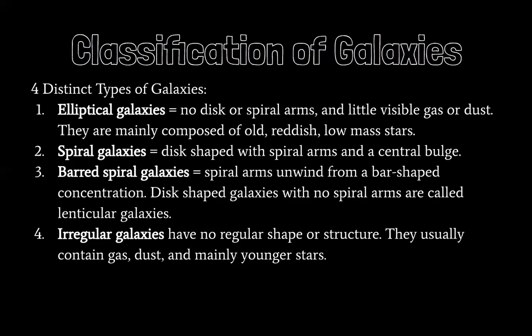Spiral galaxies, like the Milky Way, are disc-shaped with spiral arms and a central bulge. Barred spiral galaxies are similar to spiral galaxies, but the spiral arms unwind from a bar-shaped concentration. Disc-shaped galaxies with no spiral arms are called lenticular galaxies. Irregular galaxies have no regular shape or structure. They usually contain gas, dust, and mainly younger stars.